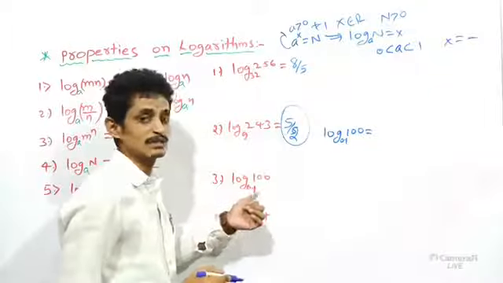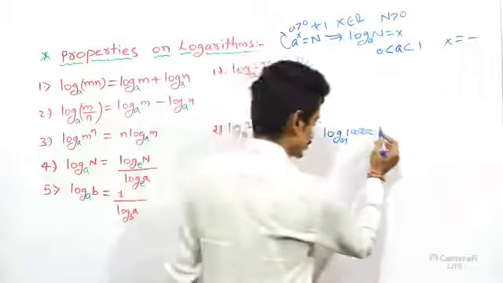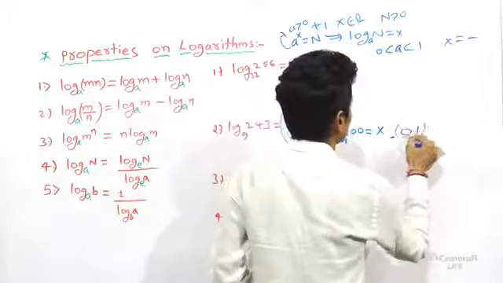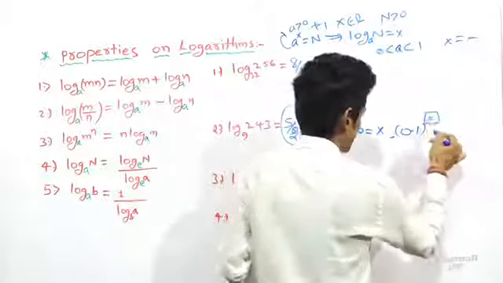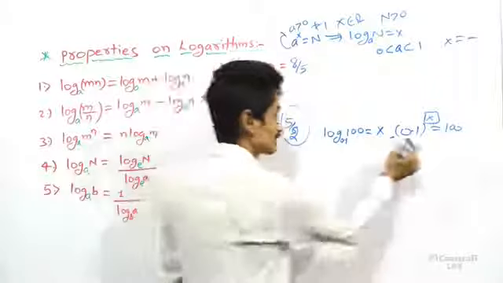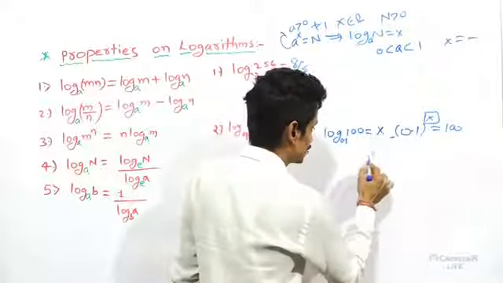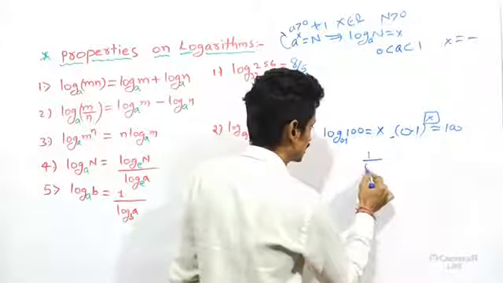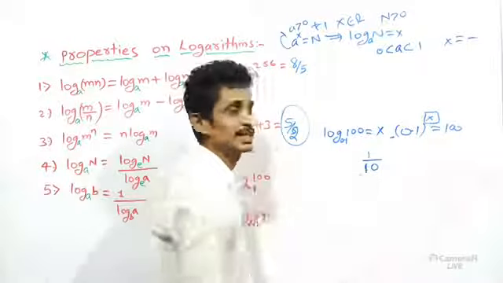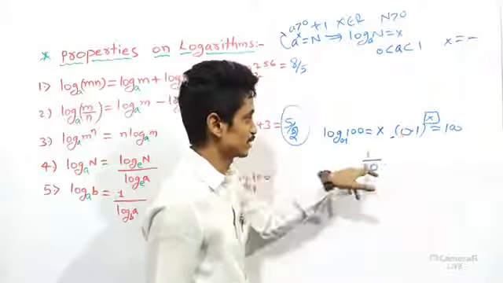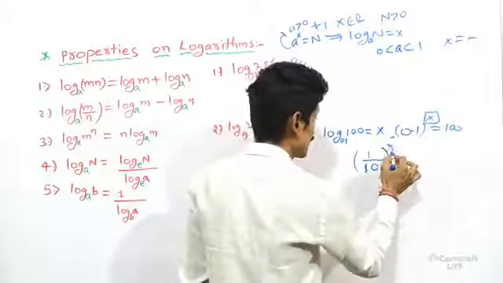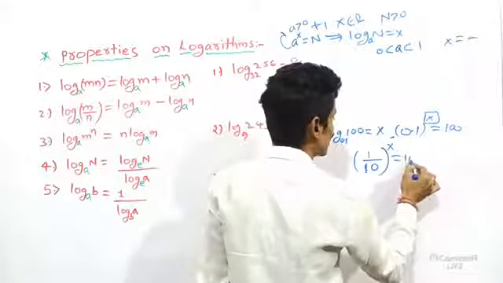I told you my answer will be negative. So I can write x, because I don't know for what power of 0.1 gives 100. Then how to write it? 0.1 can be written as a fraction, 1 divided by 10. It is terminating, so usually we can express it in that rational form. 0.1 is equal to 1 divided by 10. What is the power? I don't know, generally x. On the right-hand side, 100.